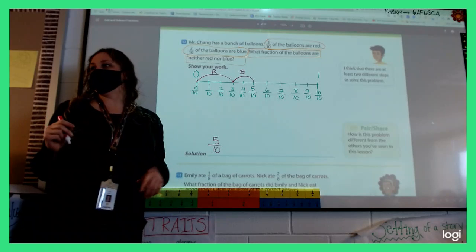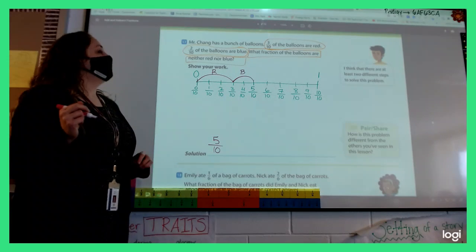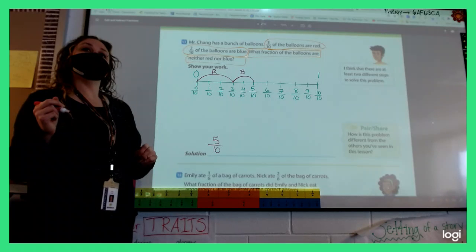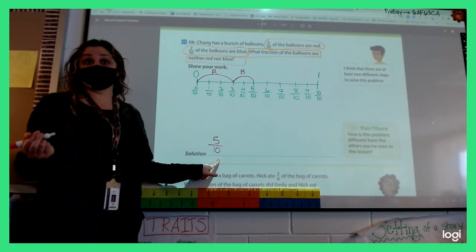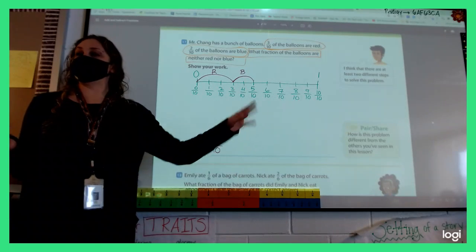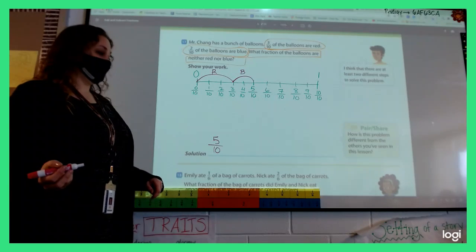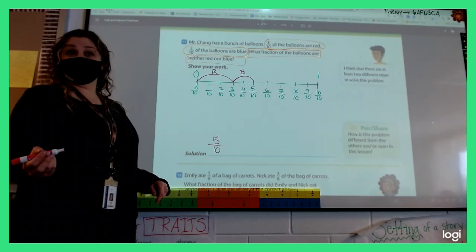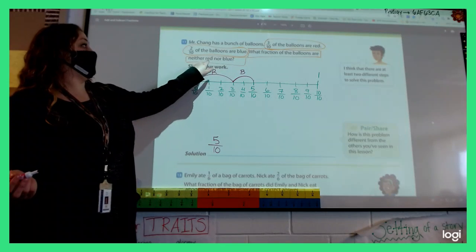Okay, so 5/10. What label could I put on this? Abby? Well, we could simplify it to say it's 1/2, right? But I want a label. 5/10 what? Kittens, cats, puppies, green balloons. Noah? All together balloons or just balloons? Is it all of my balloons? No. What fraction of the balloons are neither red nor blue?